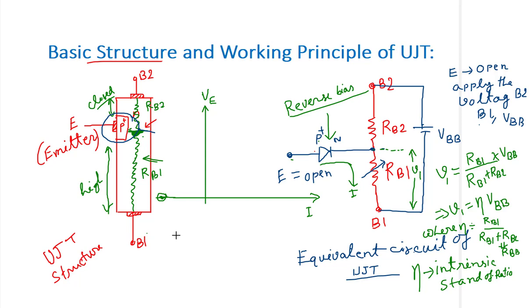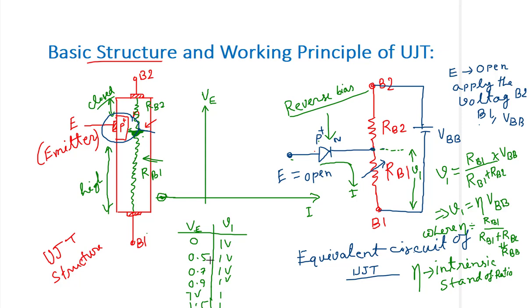Suppose here we have a table with the VE voltage and the V1 voltage. Suppose VE is first 0 and V1 is 1 volt. Then VE equals 0.5 volt, while V1 is always fixed at 1 volt. Then 0.7 volt, 0.9 volt, 1 volt, and 1.5 volt. What will happen?